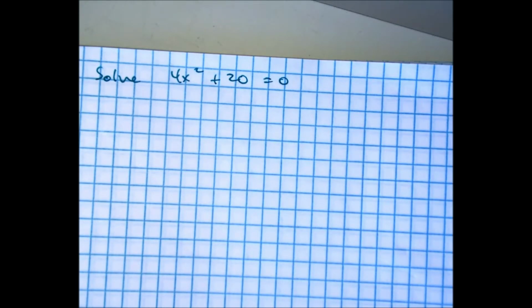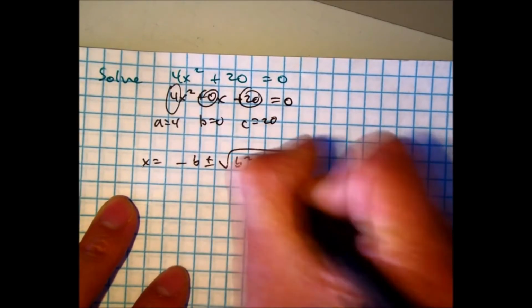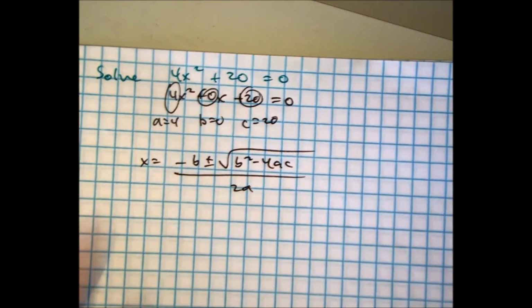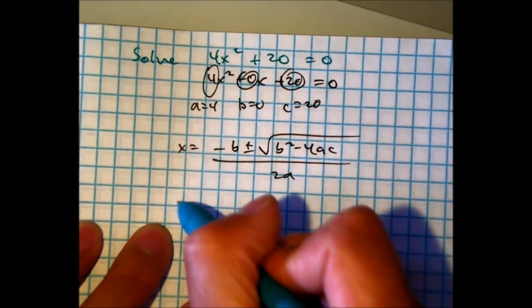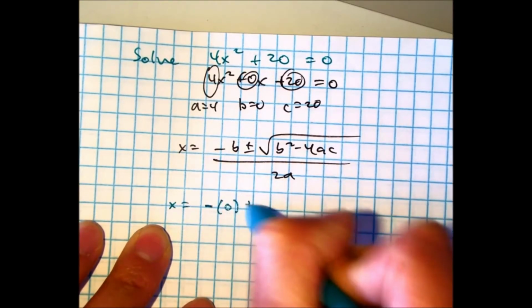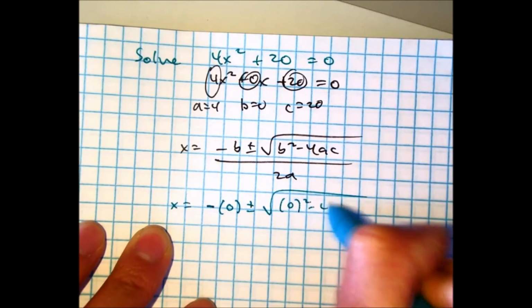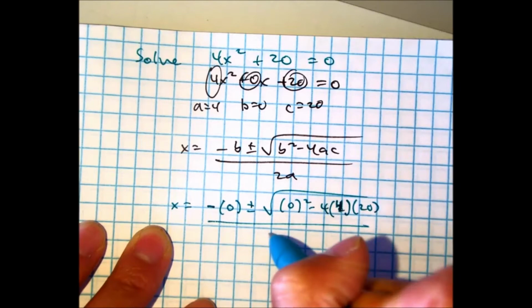Okay, we're about to do the quadratic formula. I think the square root method would be the fastest. Subtract 20, divide by 4, take the square root. The answer is x equals plus or minus something. Substitution: 0 plus or minus radical 0 minus 4 times 4 times 20, all over 2 times 4. A is 4, C is 20. All over 2 times what? 4.